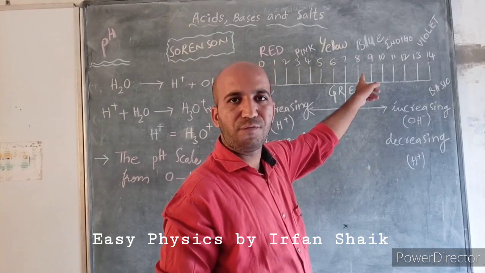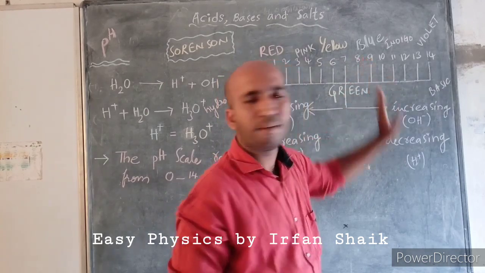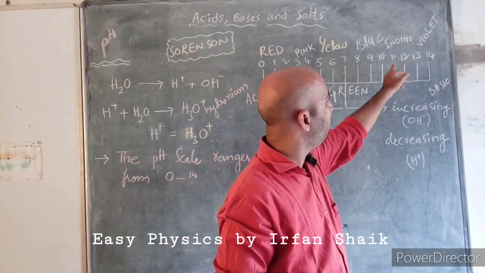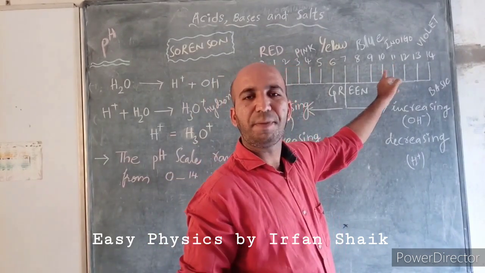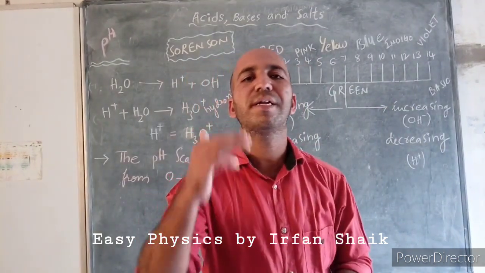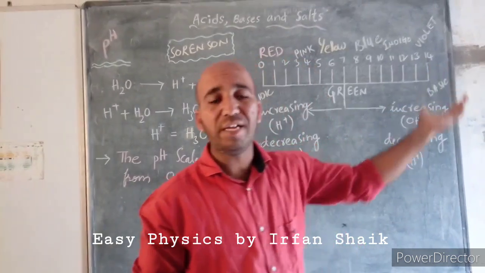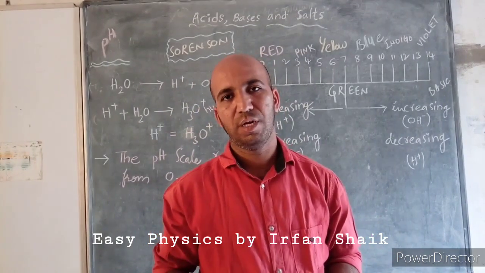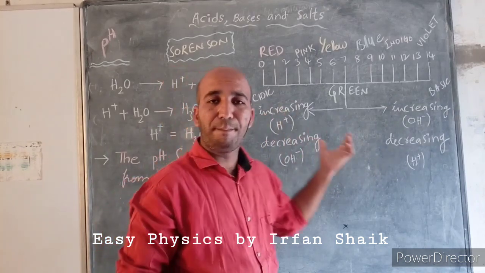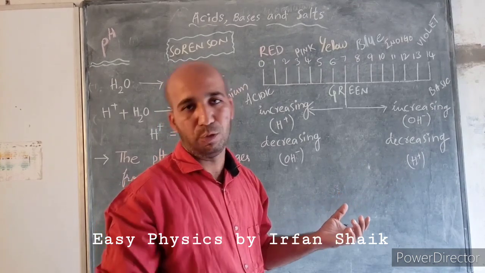Then, if the color of the pH paper changes to blue, its pH range is between 8 and 10. That means it is a weak base. If its color changes to indigo, its pH value is between 10 and 12. That means it is moderately strong basic. If its color changes to violet, then it is a strong base, a strong alkaline. So, like this, by using pH paper, we can find out the pH value of a given solution.